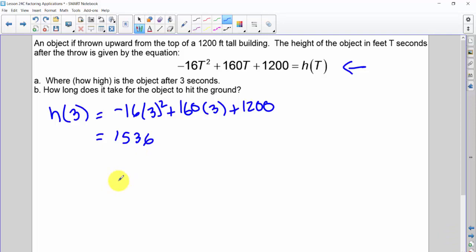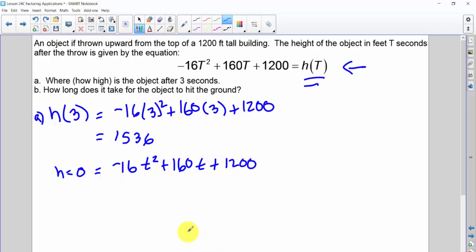The second part of the problem is a little bit different. It says how long does it take to find out when the object hits the ground. In this first example, they gave you a time. In the second part, they're asking you to find the time. So they're saying that the height in the second part is 0. So it's not h of 0, it's h equals 0, and that's equal to negative 16t squared plus 160t plus 1200.